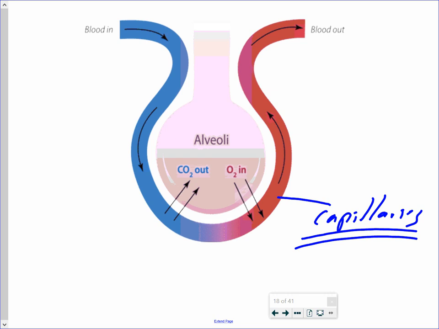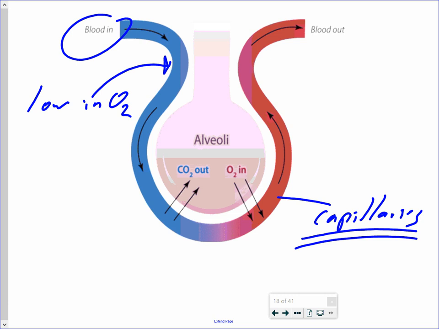So if we start at the upper left hand, what we have here is the blood that's coming in. Again, we use the blue to represent blood that is low in oxygen, or deoxygenated blood. I'll just put here low in O2. So what's the point of this blood going to the lungs? Well, for one thing, to pick up oxygen. So it's low in oxygen, it's high in carbon dioxide. You need to get rid of that carbon dioxide, you need to pick up the oxygen.